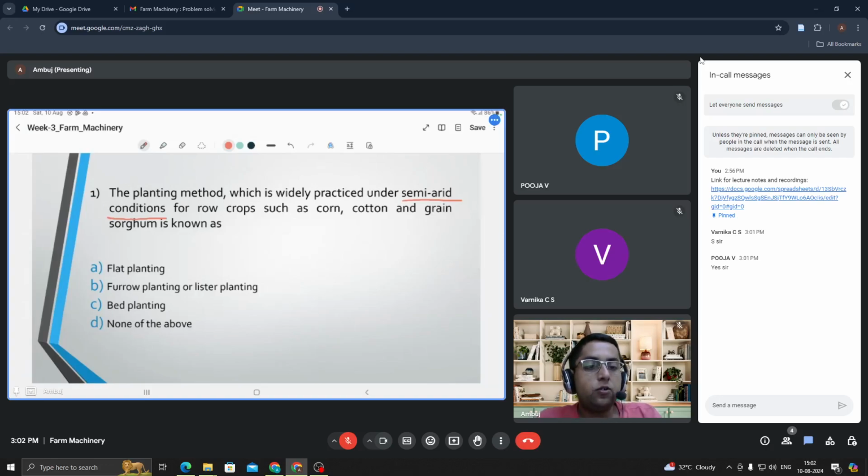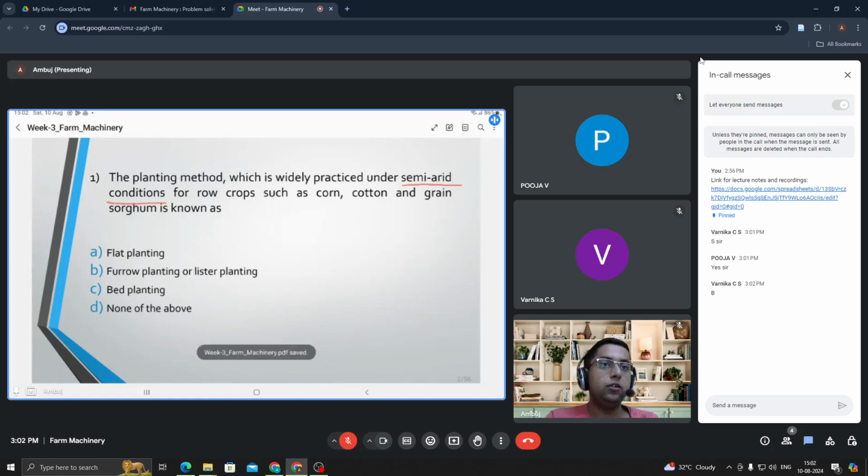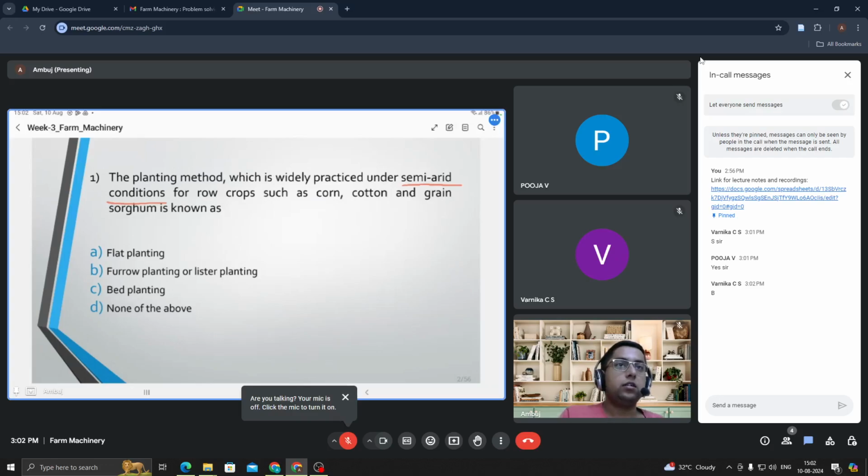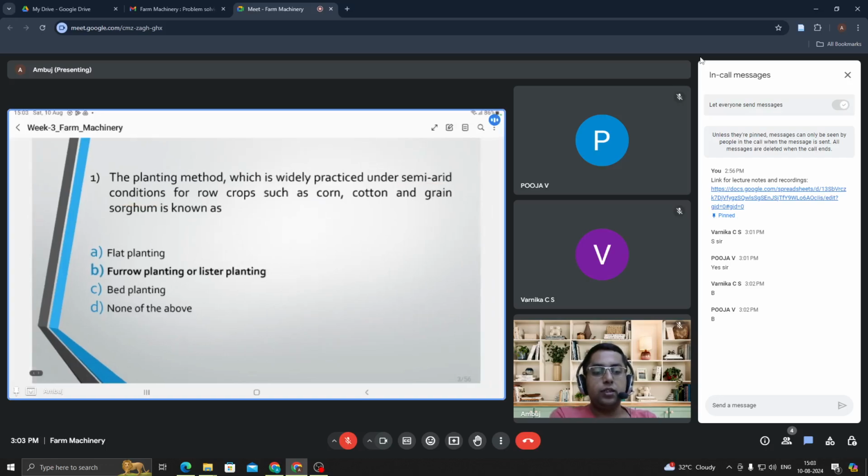Try to answer, no problem. Even if you don't get it right at the first attempt, just think of the logic. B, good. Furrow planting or lister planting. B, furrow planting or lister planting. Okay. Let us look at the explanation and the correct option. Yes, it would be furrow or lister planting.